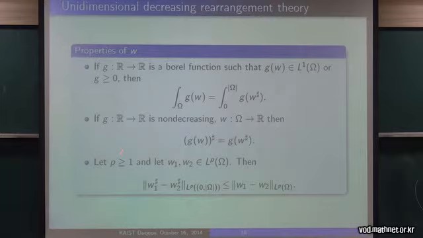And then you have a third very useful property, but which will not be quite enough for us. We'll have to work a bit harder. So given p larger than 1 arbitrary, and suppose that W1 and W2 belong to Lp of omega, then the norm in Lp of 0 to measure of omega of W1 sharp minus W2 sharp is less or equal than the Lp norm of W1 minus W2. So these are the three properties which we will use in what follows.